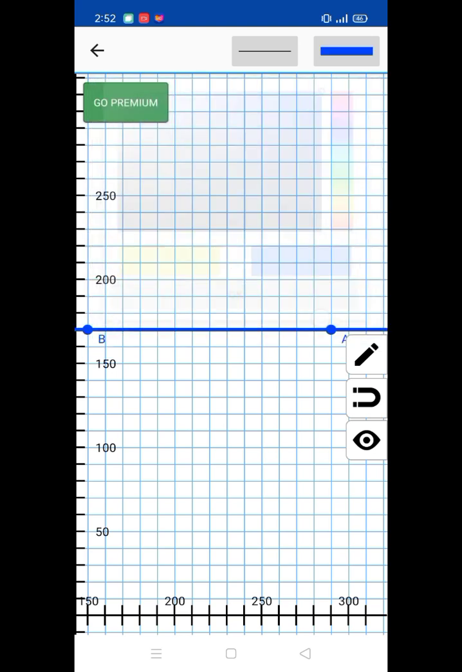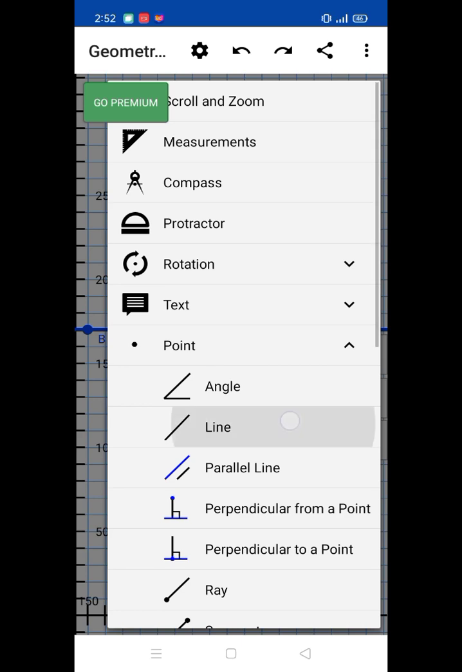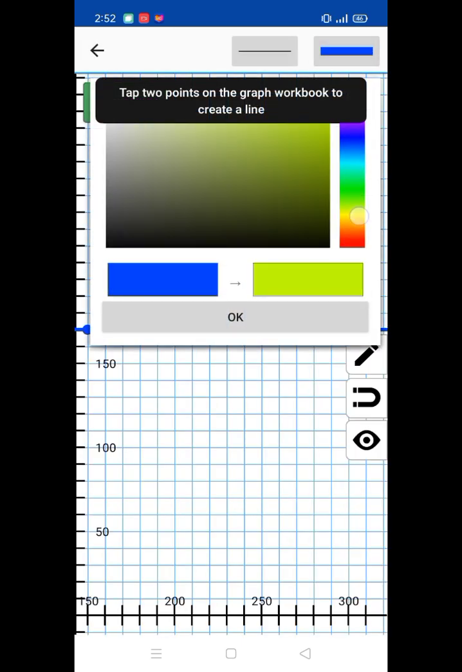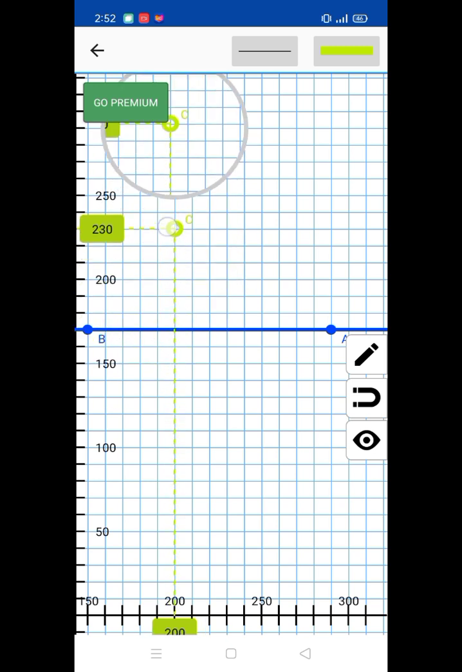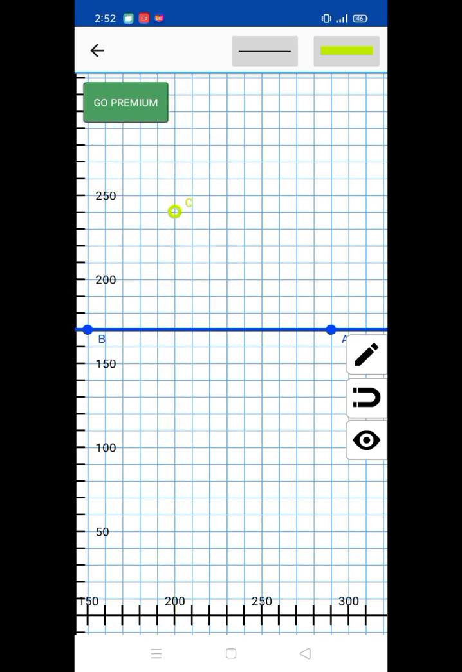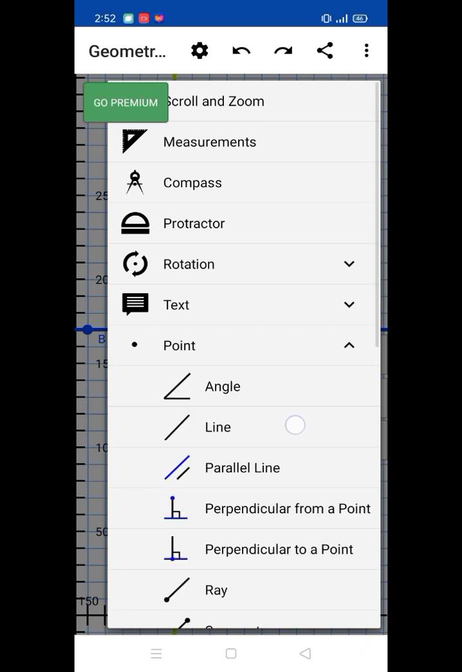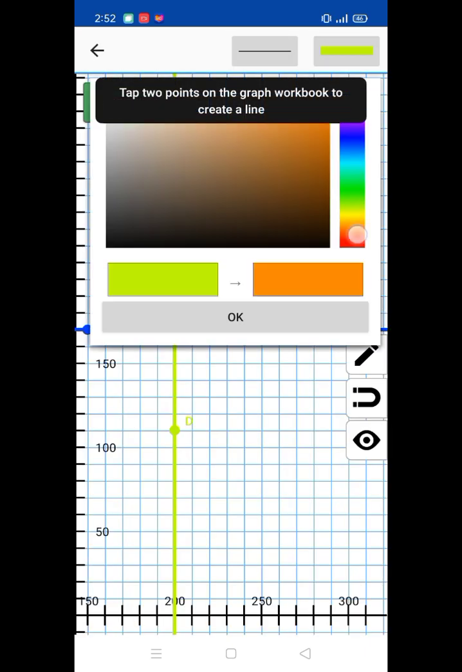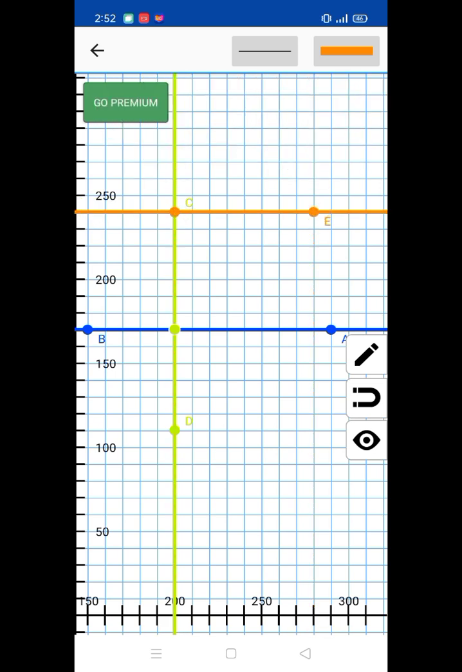Color blue, okay. And then let's pick another line, perpendicular to line AB. That's the yellow-green one, naming it line CD. And then let's put another line parallel to line AB at point C. That's the orange one.